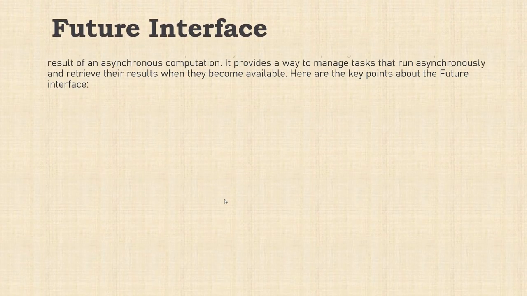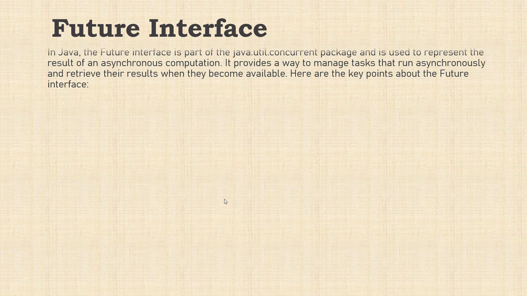So, the Future interface. In Java, the Future interface is part of the java.util.concurrent package, and it is used to represent the result of an asynchronous computation. It provides a way to manage tasks that run asynchronously and retrieve their result when they become available. Here are the key points about the Future interface. It is available in the java.util.concurrent package, and it was introduced in Java 5.